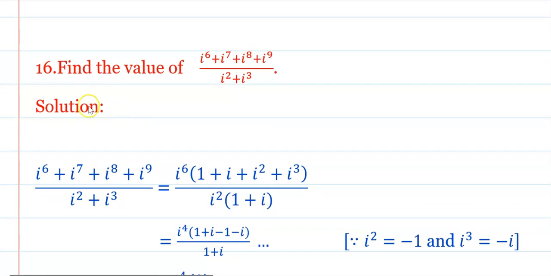Now the next problem. Find the value of i raised to 6 plus i raised to 7 plus i raised to 8 plus i raised to 9 upon i square plus i cube.